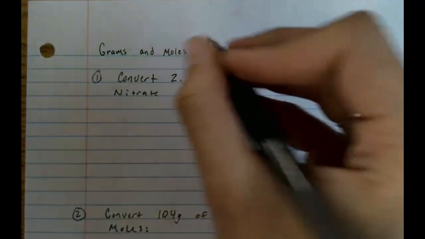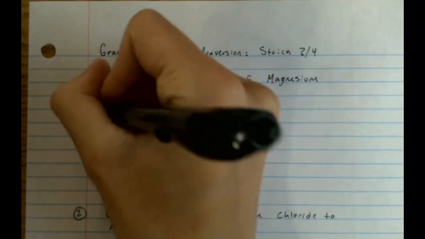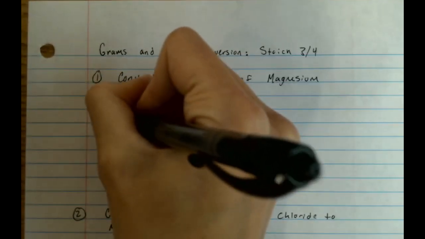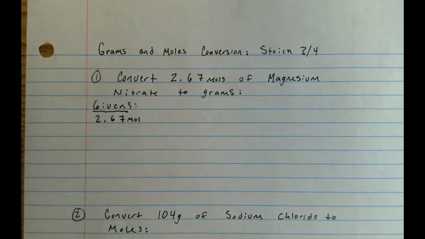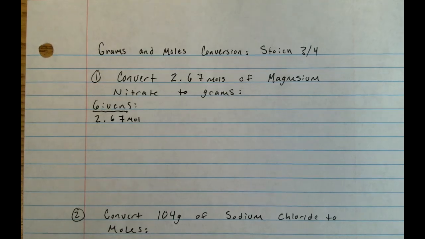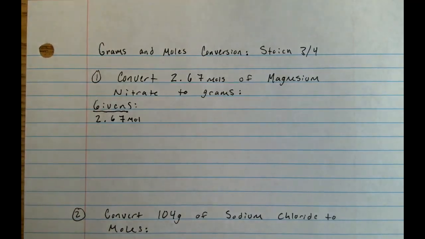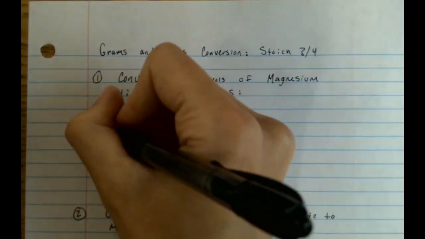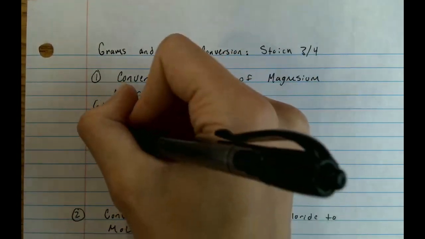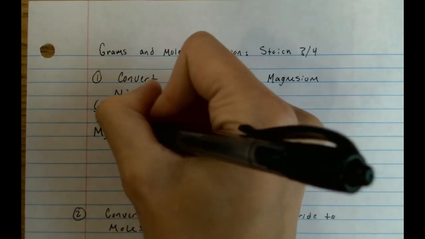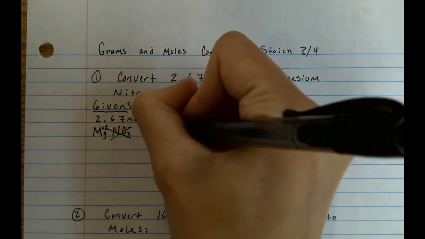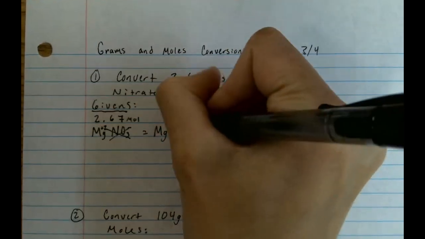What you want to know is you want to start with your givens. The first bit of given information that I have is 2.67 moles. And then what it's telling me is I'm working with magnesium nitrate. So the very next thing I want to do is write the chemical formula for magnesium nitrate. Magnesium is Mg and it's in group 2, so it has a +2 charge. Nitrate is a polyatomic, which has a formula of NO3 and a charge of -1. So I'm going to crisscross this to get Mg(NO3)2.